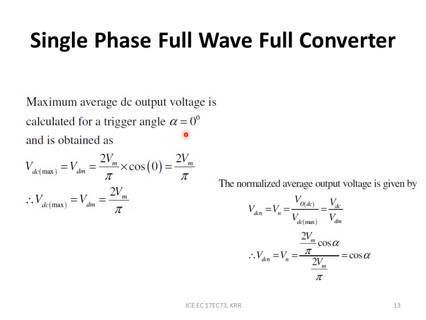The normalized equation is Vn equal to V naught DC, whatever is the output voltage for any given alpha, divided by the maximum DC value, that is when alpha equals 0. So we will get the normalized value as cos of alpha.